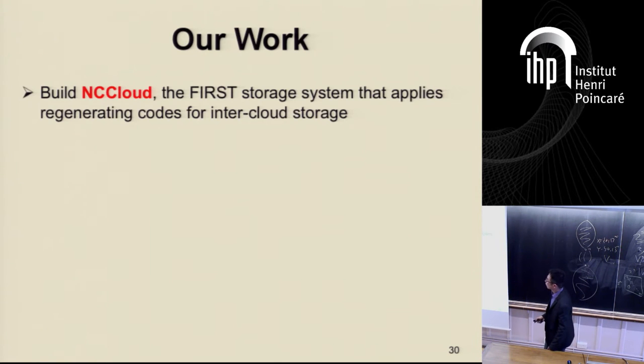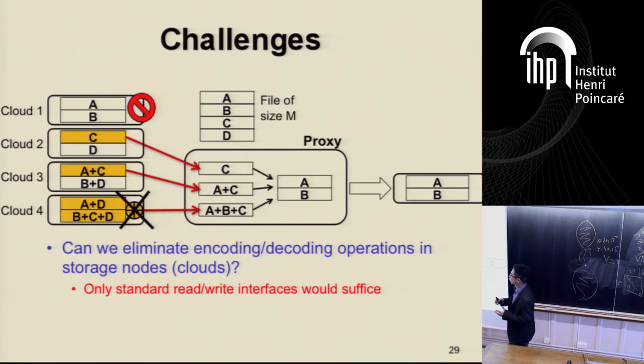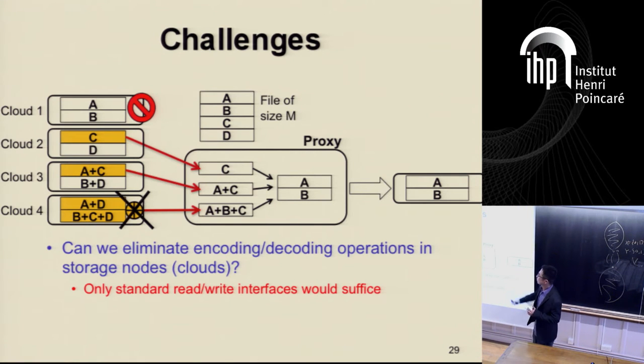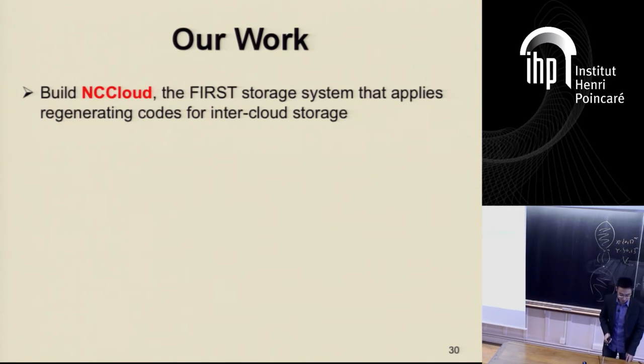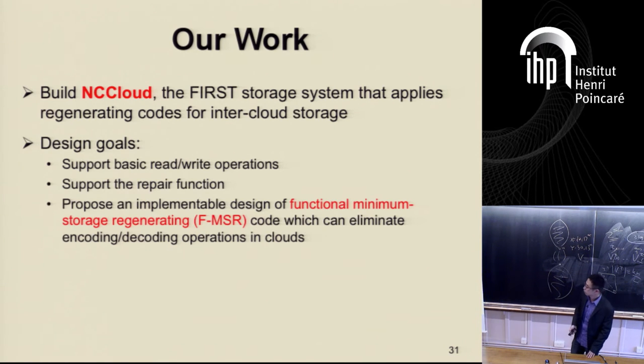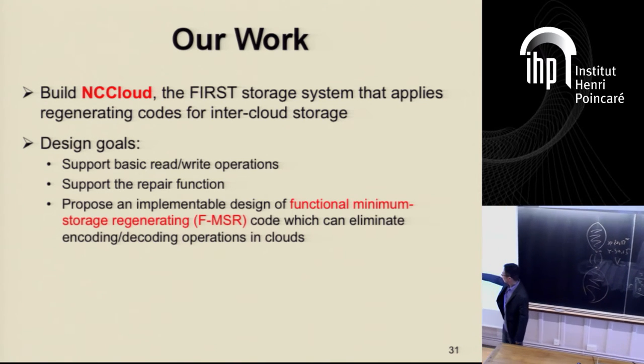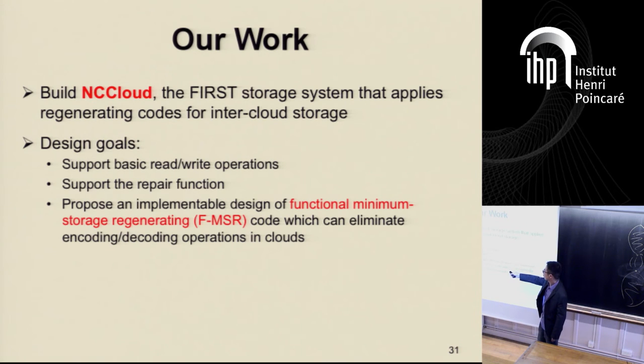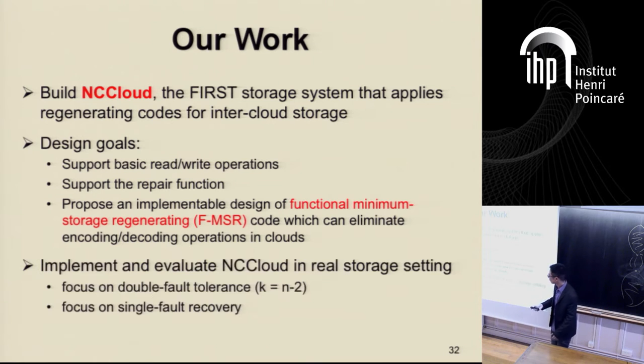If we still want to use the regenerating code in the cloud storage, we need to design a new family of code to deal with this problem. So that is our work. We build NCCloud, this storage system, and give a new design of a functional minimal storage regenerating code. The minimal storage regenerating code belongs to the typical regenerating codes. And the functional, okay, I will explain it later. This kind of code can eliminate the encoding and decoding operations in clouds, but still have the benefit of the network codes. So that is the contribution of our work.